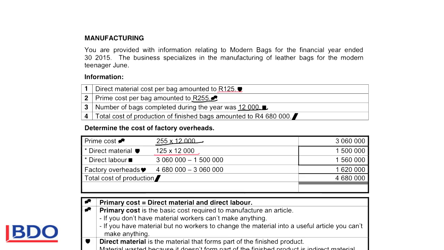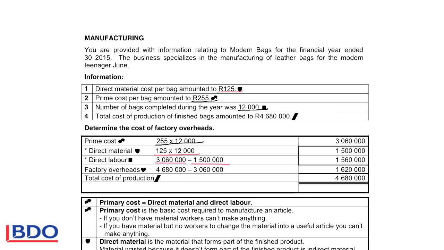Now, they don't give me information about the direct labor, but I know that primary costs consist of direct labor and direct material. So if I take the total primary cost, the 3060, and I subtract the direct material from it, I can calculate the direct labor.